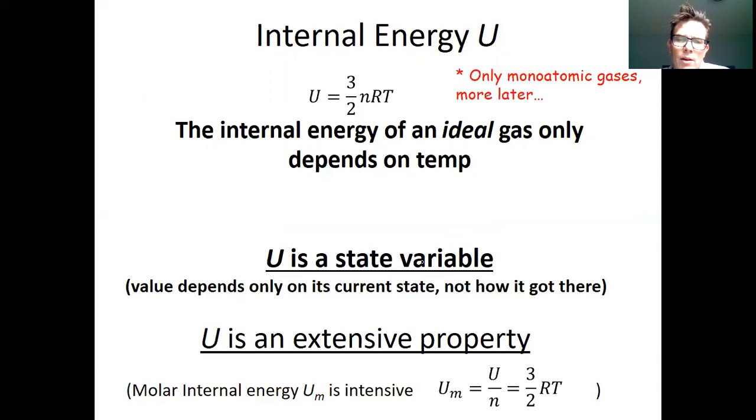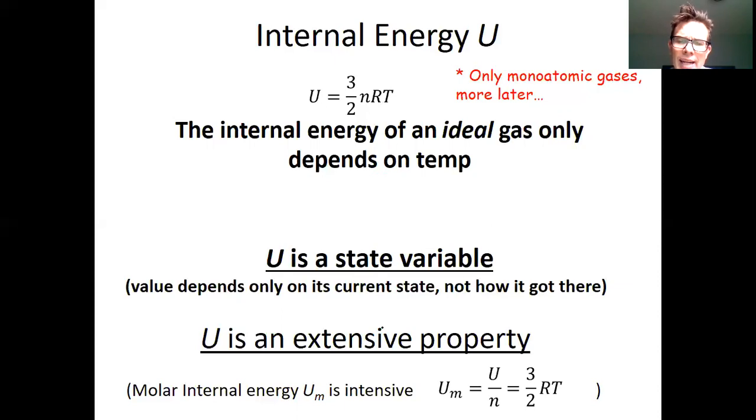We can ask the question of what kind of variable is internal energy. Previously, we defined state variables, and temperature is a state variable. If you ask me what the temperature of a gas is, I can tell you, and I don't care what it was a minute ago. It's defined purely by the current state of the system. And because energy only depends on temperature, U is a state variable. You tell me the temperature, I can tell you the energy of the system.